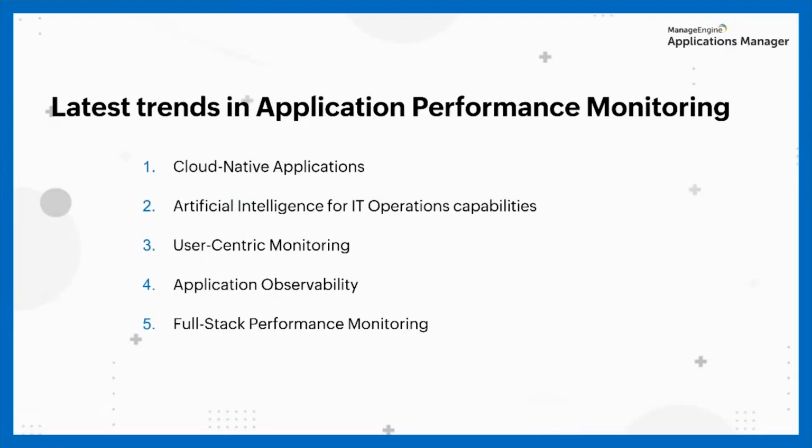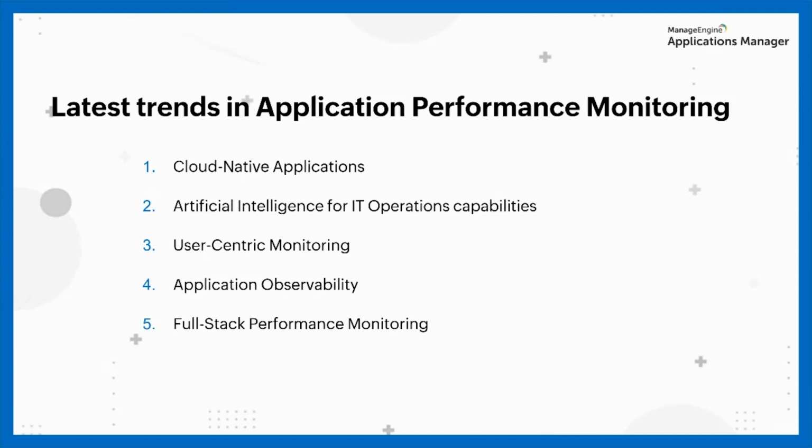So these are some of the latest trends in application performance monitoring. The first one is cloud native applications. As we know, recently we have moved applications to the cloud environment. So application performance monitoring solutions are adapting to monitor cloud native architectures, microservices, and containers for scalability and flexibility. The second one is artificial intelligence for IT operations capabilities.